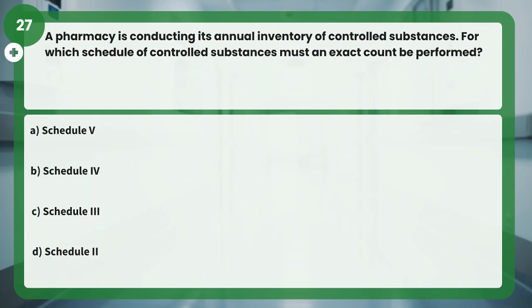Question 27. A pharmacy is conducting its annual inventory of controlled substances. For which schedule of controlled substances must an exact count be performed? A. Schedule 5. B. Schedule 4. C. Schedule 3. D. Schedule 2.